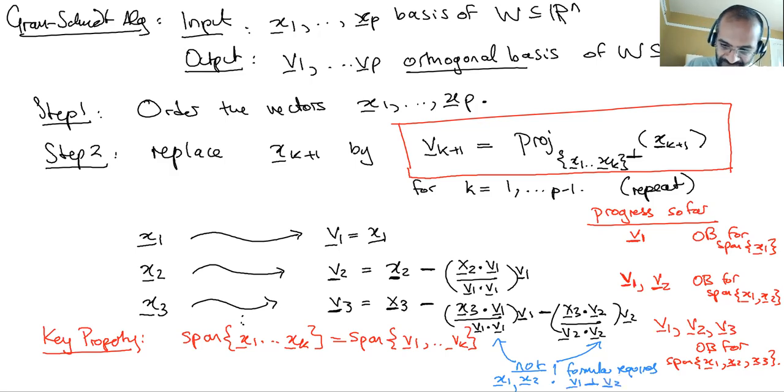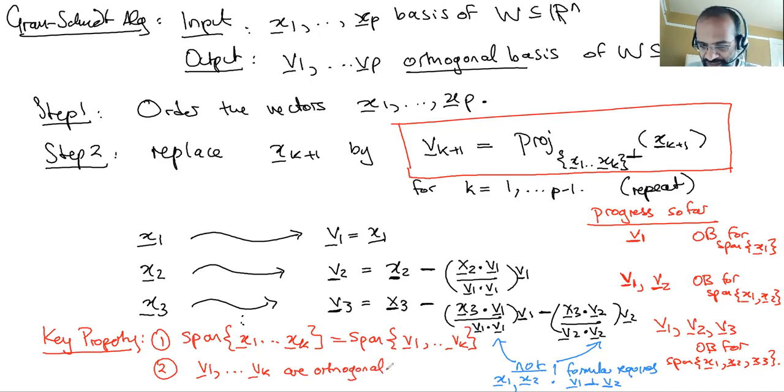Okay, so two key properties are maintained. One is that the spans are the same, and the other is that these are always orthogonal. So it's really a sneaky trick, right? You maintain a partial list of orthogonal vectors that allows you to use the formula, which then allows you to produce more orthogonal vectors. That's the idea of the algorithm. So maybe this will become clearer if I run an example. But before that, any questions about the statement of the algorithm?